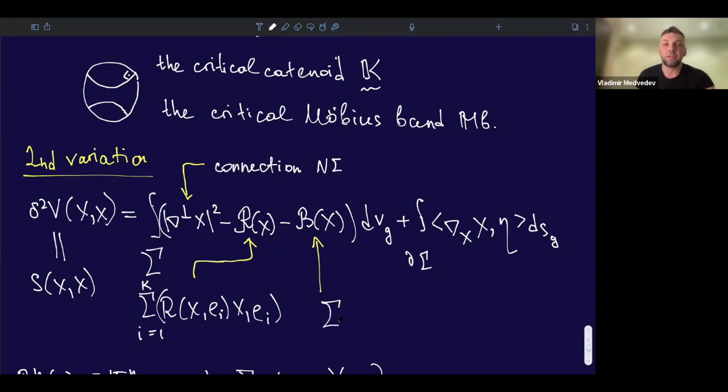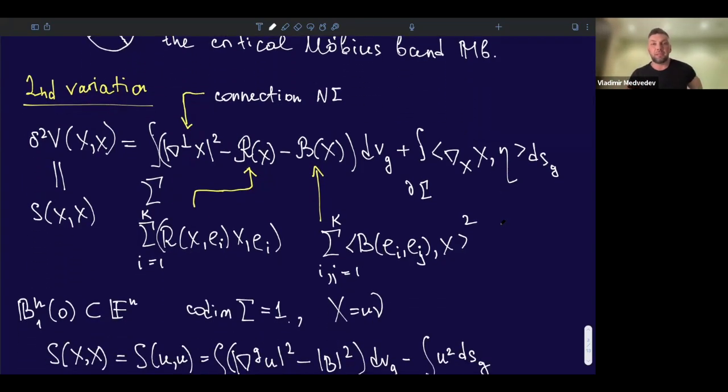B is the second fundamental form of our surface, B(e_i, e_j), X, and you take the square of it, and you take the summation over all i and j from 1 to k. And nu is once again the outward pointing normal vector field along the boundary.